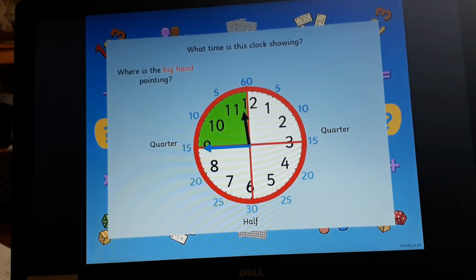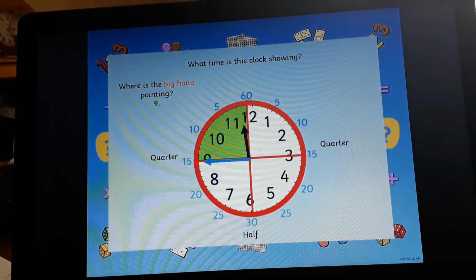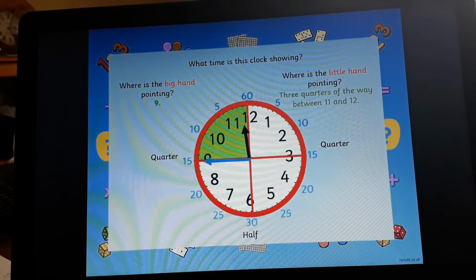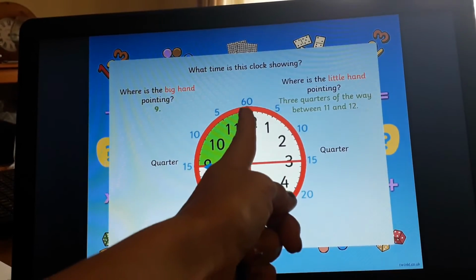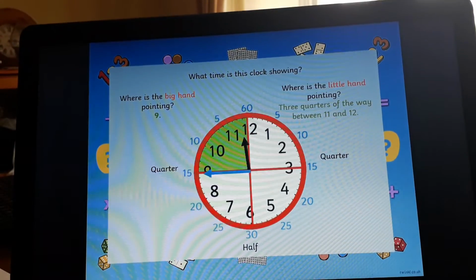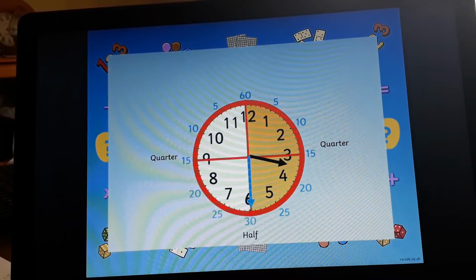Right, you should have... Oh, hold on. So the big hand's pointing at the 9. The small hand is... So it's 3/4 of the way between 11 and 12 because it's on the 1/4 to. So the time is 1/4 to 12.